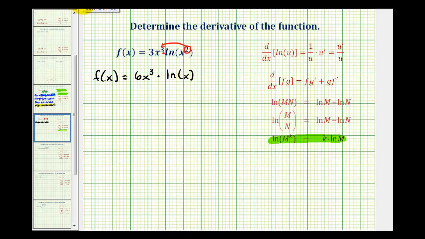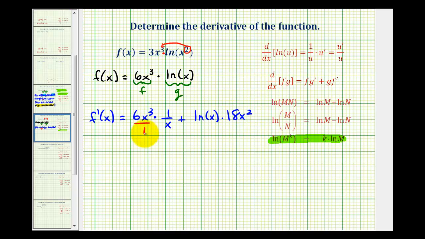And now we can apply the product rule in this form. So the first function is f, and the second function is g. The benefit of doing this is we don't have to apply the chain rule when determining the derivative of natural log x, which means we'll have less simplifying. Let's give it a try. F prime of x is going to be equal to the first function, which is 6x cubed, times the derivative of natural log x, which is 1 over x, or 1 divided by x, plus the second function times the derivative of the first function, which would be 18x squared.